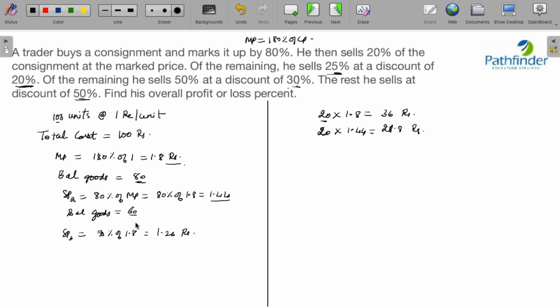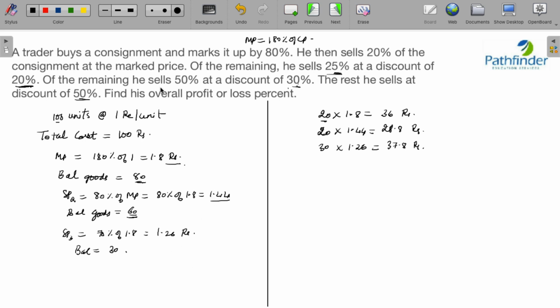And of the balance 60 items, he sells half at 1.26 rupees, which will give him 37.8 rupees. And finally, he must be left with balance of 30 goods.